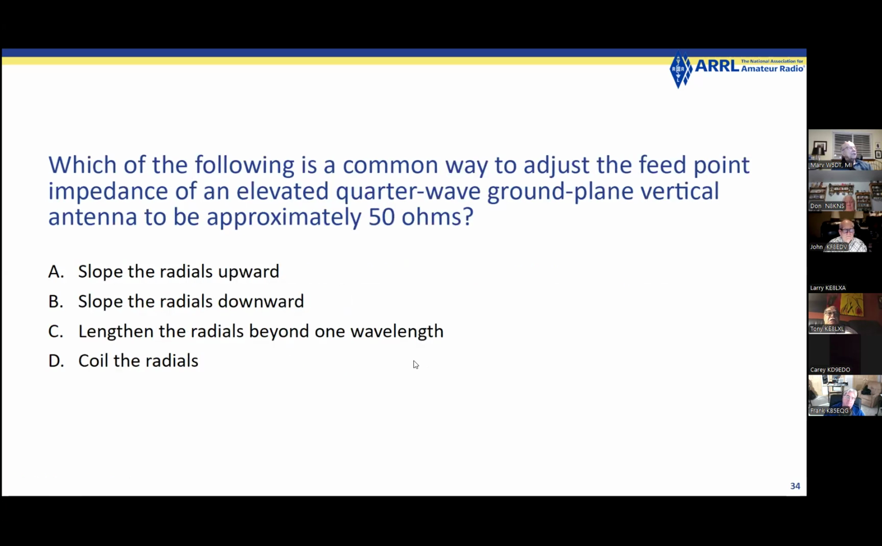Which of the following is a common way to adjust the feed point impedance of an elevated quarter wave ground plane vertical to be approximately 50 ohms? Slope the radials upward, slope the radials downward, length of the radials beyond one wavelength, coil of the radials. I'm going to guess Bravo. Yeah, slope of downward, 45 degrees.